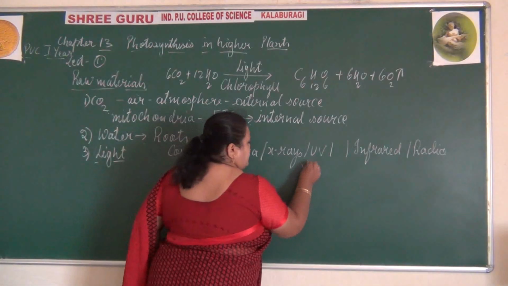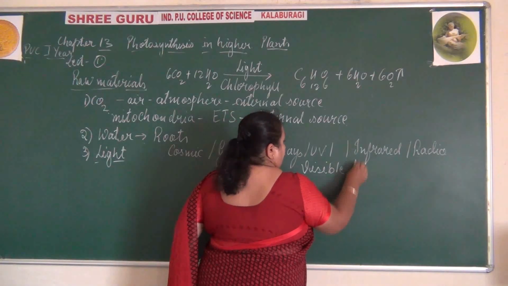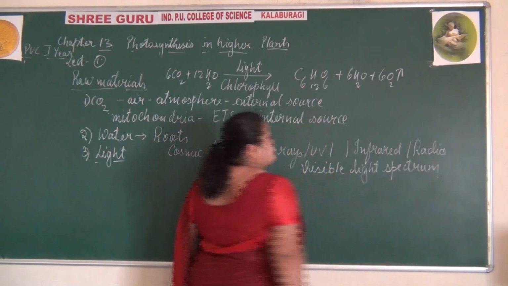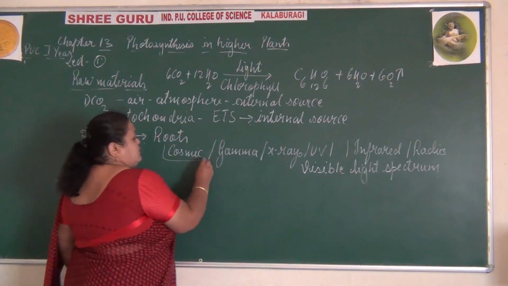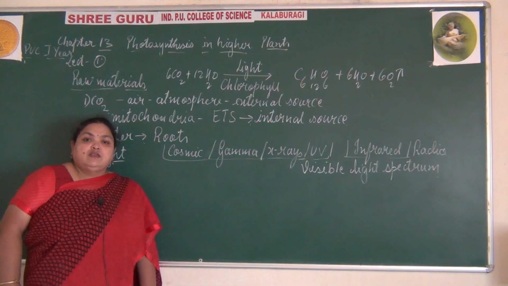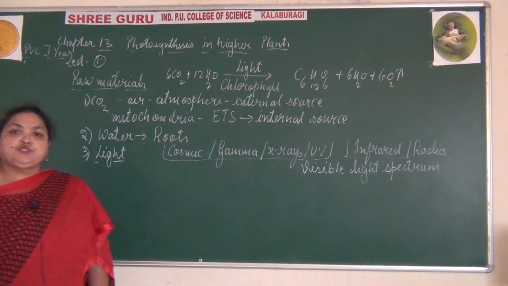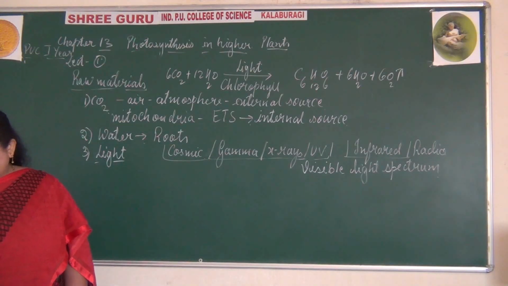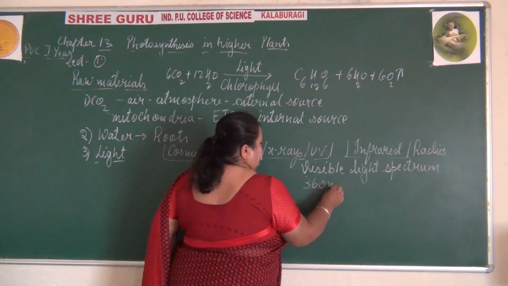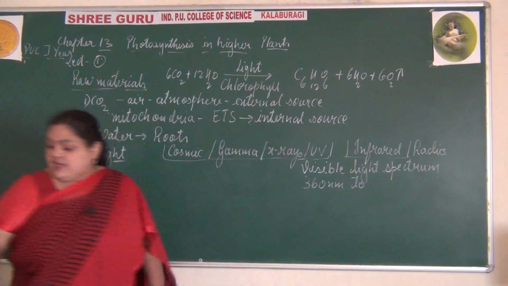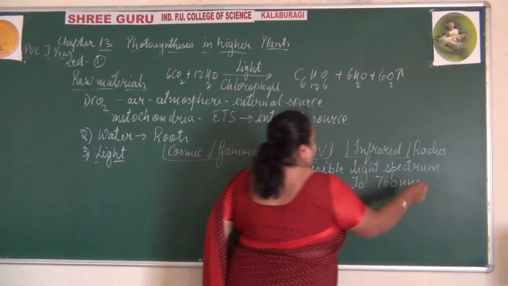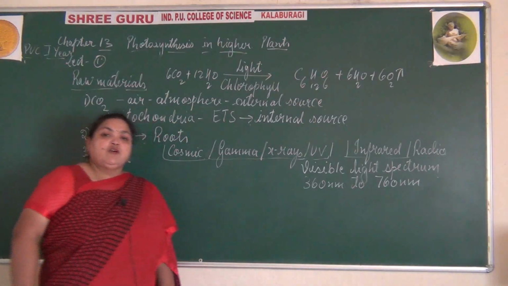In that, the visible light spectrum is used for the process of photosynthesis. There are different solar radiations of the earth. In that, the visible light spectrum is used for the process of photosynthesis, and the visible light has the wavelength of 360 nm to 760 nm.